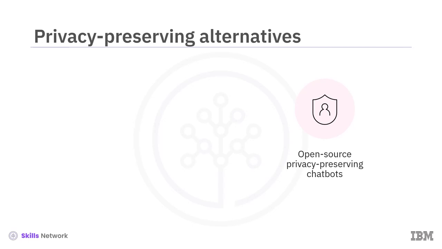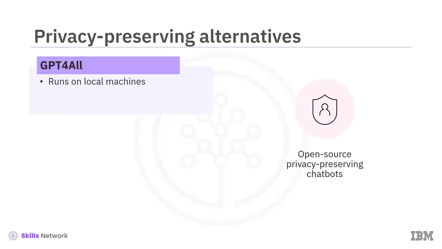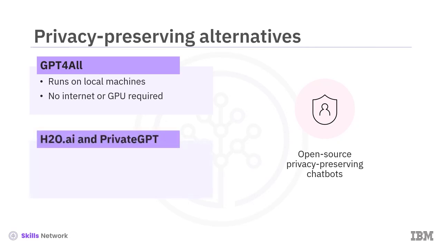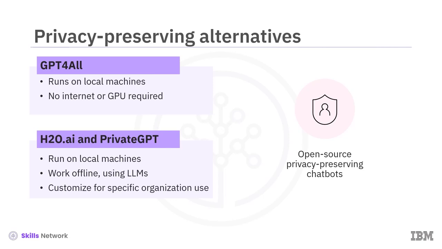The answer is yes. GPT4All, for example, can be installed on your machines to run as a privacy-aware chatbot, without internet or a graphics processing unit. Further, chatbots like H2O AI and Private GPT are designed to protect user privacy by running on local machines, without any internet connection, using the power of LLMs. Not only that, you can customize these tools for use within a specific organization by linking them to your organization's documents and databases.